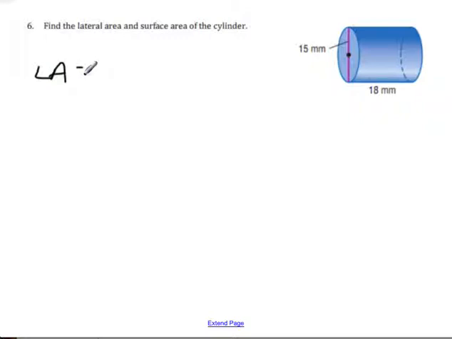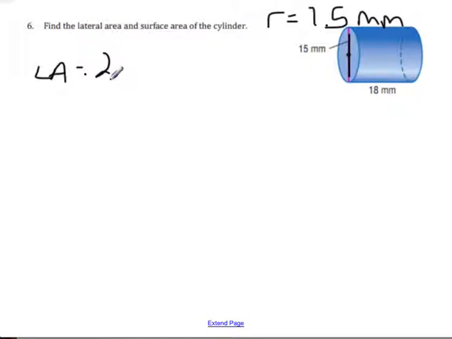We need that for our surface area. So the diameter of the base is 15. So that tells me that my radius is going to be half of that. So my radius is 7.5 millimeters. So now I want to plug that in to get my lateral area.